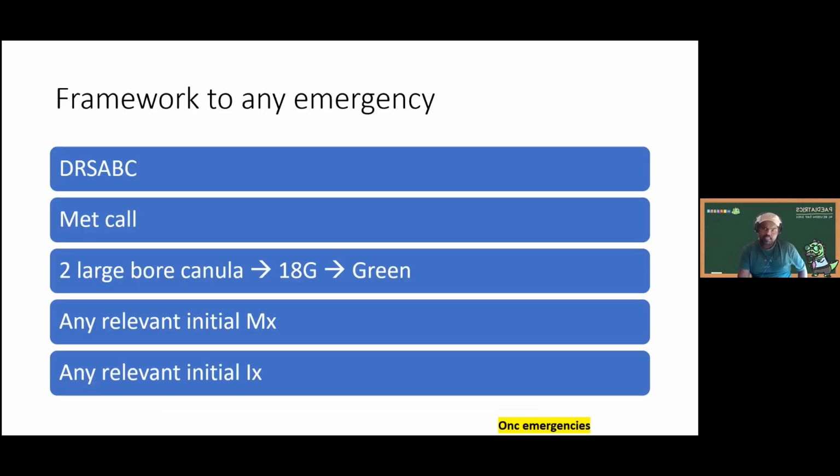So going into some onc emergencies. First of all, the framework for any emergency, if it does come up, is first of all doing your doctor's ABC. And then once that's done, calling a MET call. So really calling for help early. You'll be putting in 2 large bore cannulas, so 18G, and that's the green cannula, and any relevant initial management and any relevant initial investigations, which we'll cover.